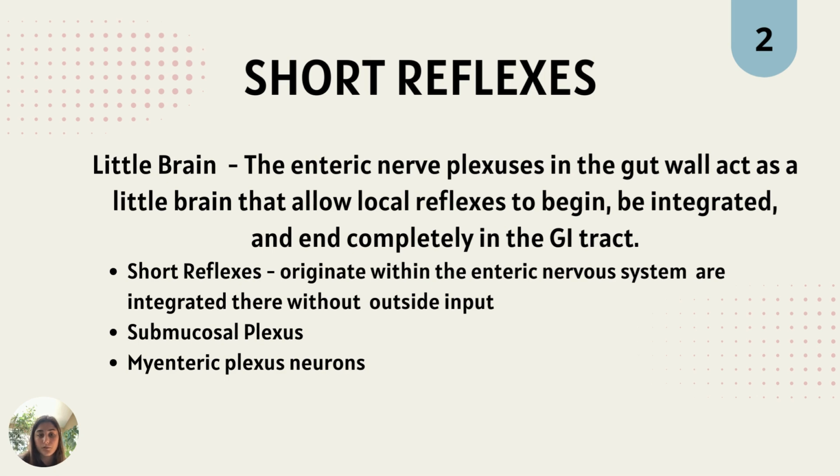There's the submucosal plexus. This contains sensory neurons that receive signals from the lumen of the gut. It controls secretion by GI epithelial cells. There's also myenteric plexus neurons that influence motility.